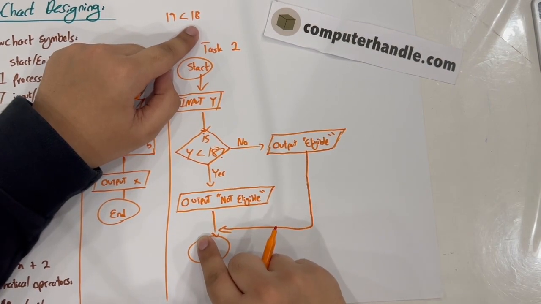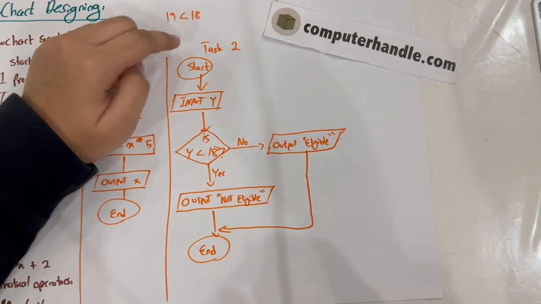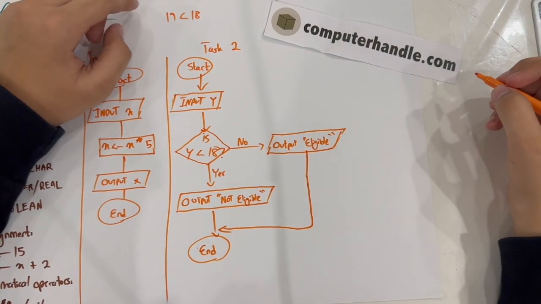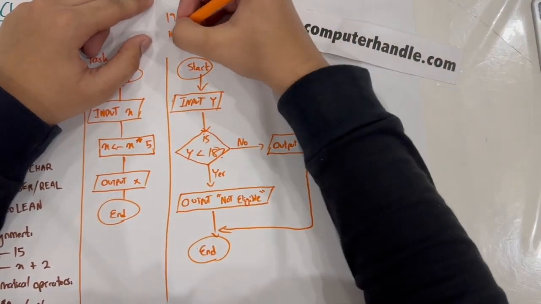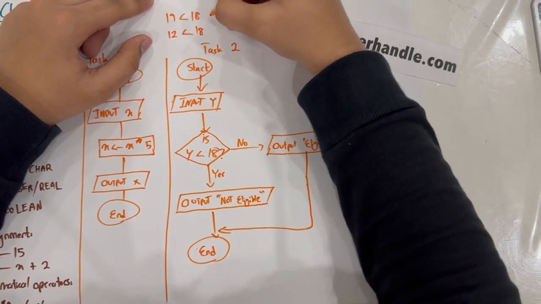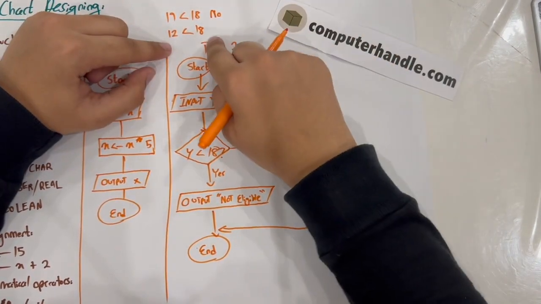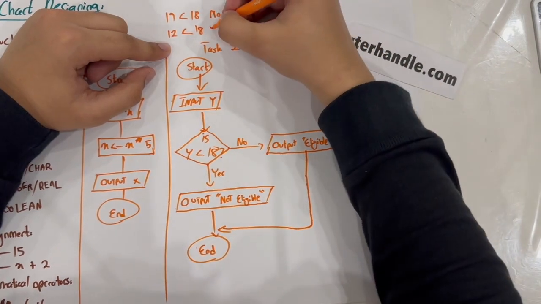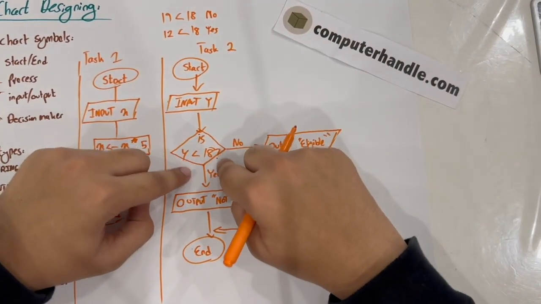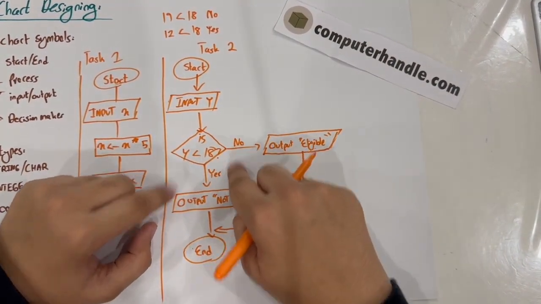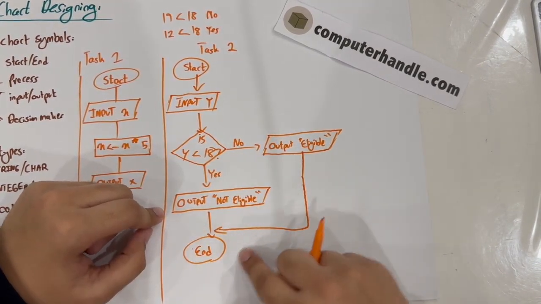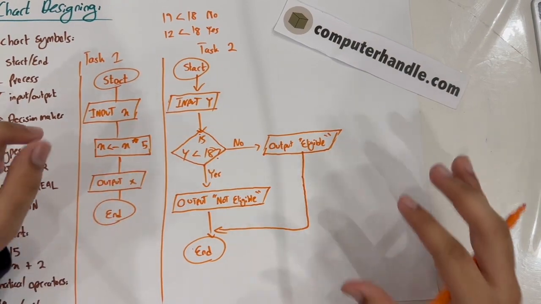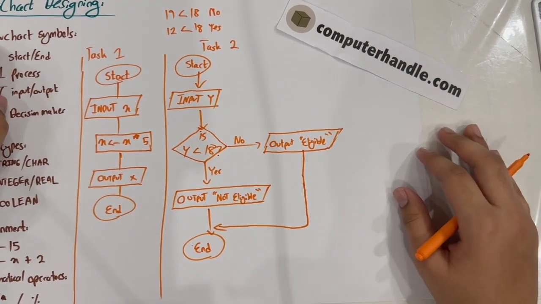Else, let's suppose our age is 12. We input the value 12. Then we compare: is 12 less than 18? This one was no, but is 12 less than 18? Yes, 12 is less than 18. So we're going to go through the yes part instead of the no part. Then we're going to output not eligible, and then we're going to end the program like so. And this is our task completed.